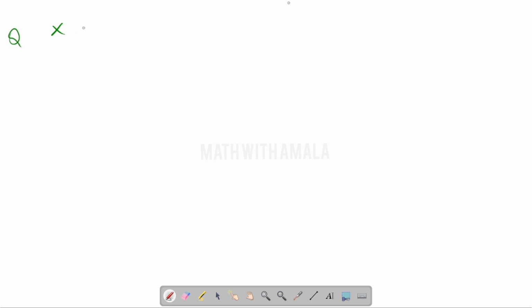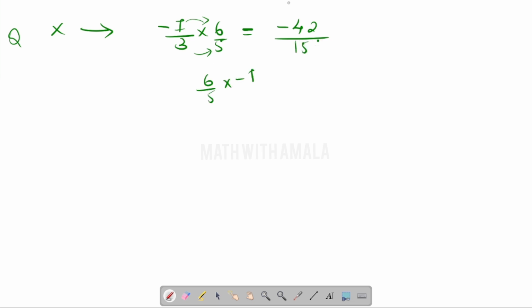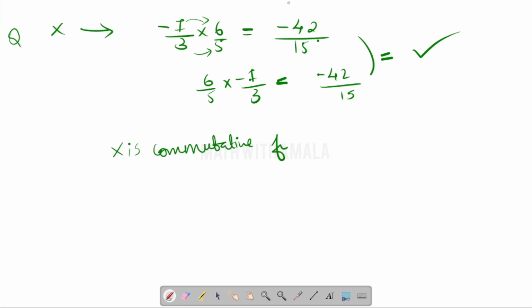Now let us check multiplication in the case of rationals. In multiplication, let's take two rational numbers, minus 7 by 3 into 6 by 5. Let's multiply it through straight multiplication. Minus 7 into 6 by 3 into 5 is minus 42 by 15. Then its reverse is also minus 42 by 15. So it is commutative. We can say multiplication is commutative for rationals, or in other words, rationals are commutative under multiplication. Then the remaining is division.